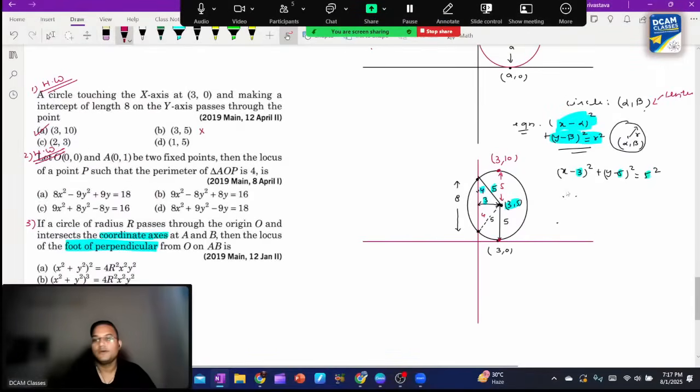Now, once you have found the circle center and radius, the other way is you can just keep on substituting these 4 points and see which point satisfies. Because if a point is lying on the circle, it should satisfy the equation. 3,10 will obviously satisfy. It is the first option. 0 square plus 5 square is equal to 5 square. 10 minus 5 whole square is 5 square. So it's satisfying, means it's lying on the circle.